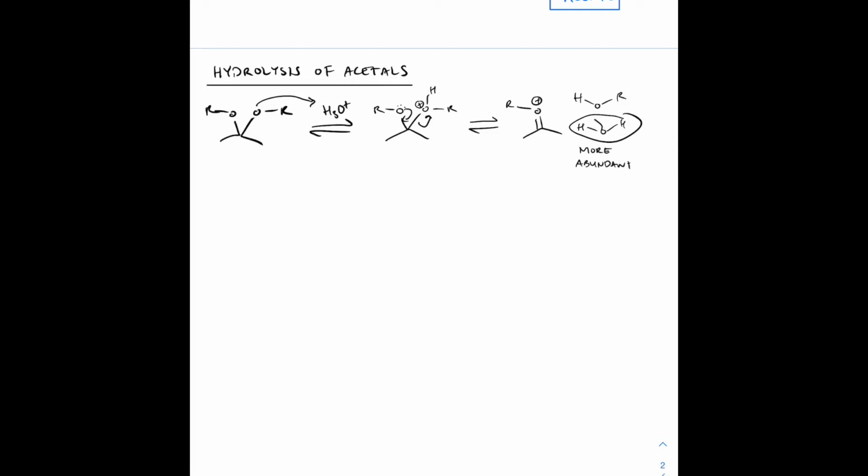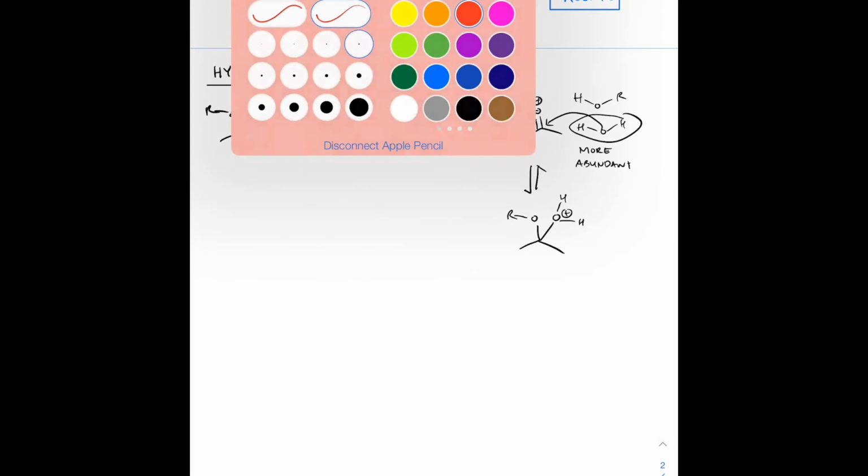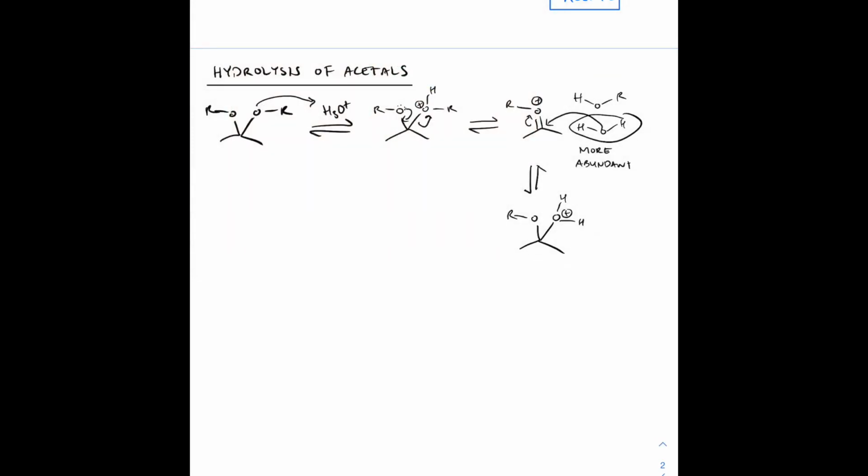Nucleophilic attack by what? We do have ROH, the alcohol, present, but we have a lot more water, because in this case, that's going to be our solvent. So statistically, the water is going to come in and attack that electrophilic carbon, forming this oxonium intermediate. And we've seen this about 1 million times as well.